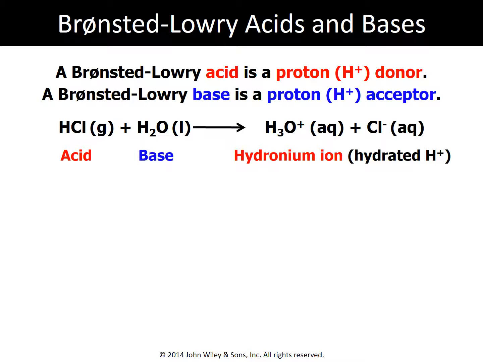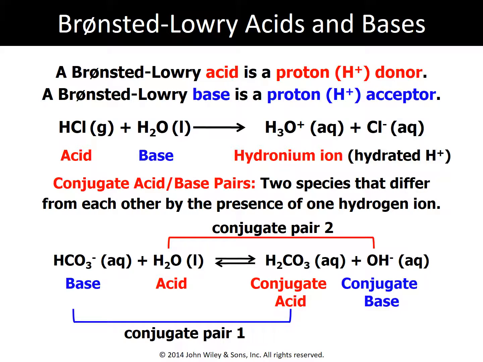We can see here we have hydrochloric acid plus water, giving us our hydronium ion and our chloride ion. So HCl is acting as our acid because it's donating, giving up its proton, while our water is acting as a base and it's accepting that proton, meaning we have 3 hydrogens instead of only 2. We also can compare these looking at conjugate acid and base pairs.